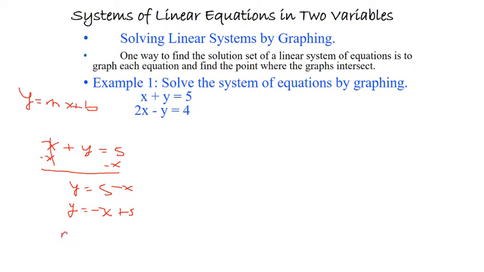So the slope will be negative 1. I'm going to put it as negative 1 over 1. So I'm going to go down 1 unit. Down 1 and right 1.